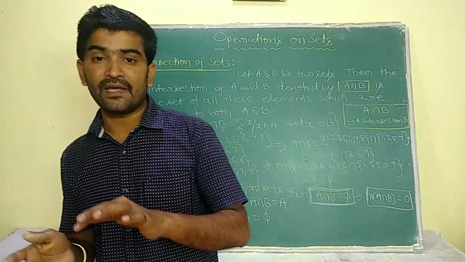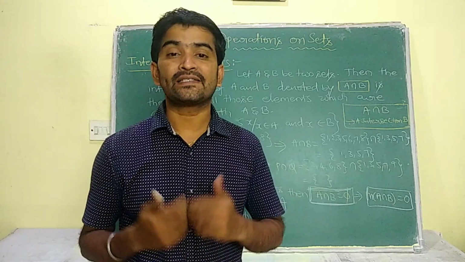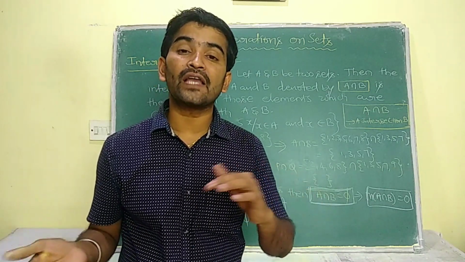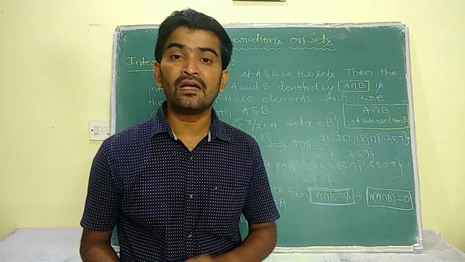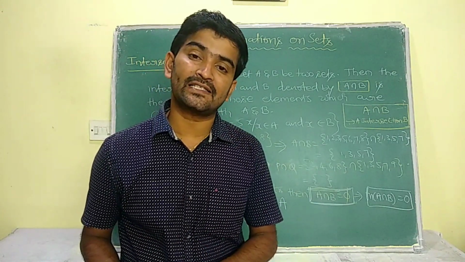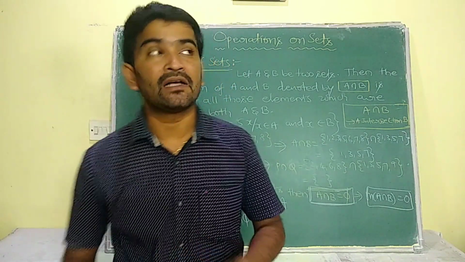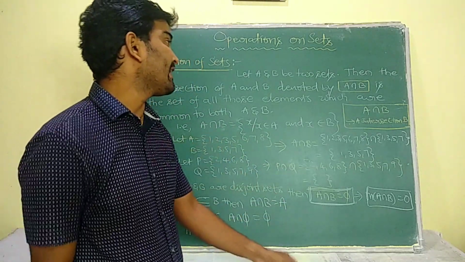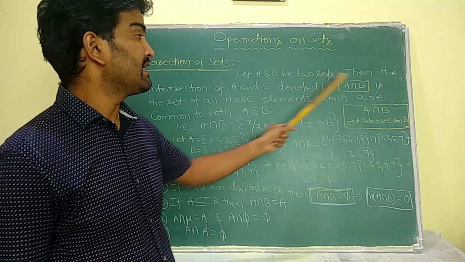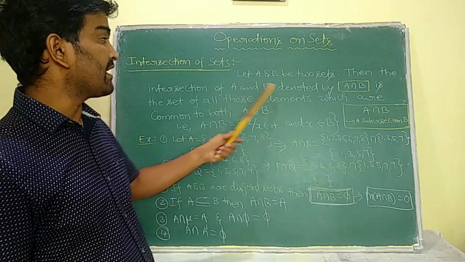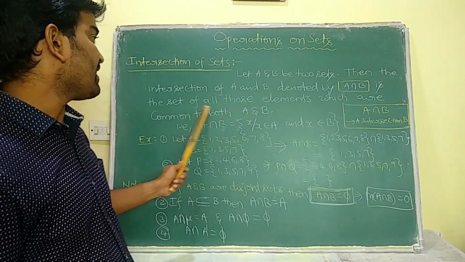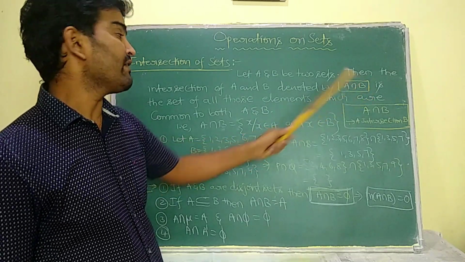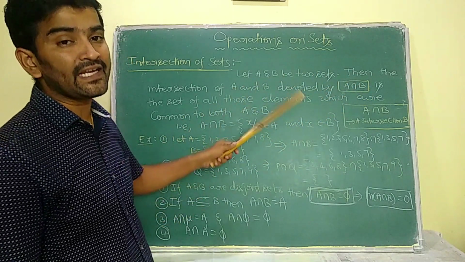I hope you understand that. A intersection B means I have to write a set which consists of all the elements which are common to both A and B. Only common elements we have to write in this set. See the definition here. Let A and B be two sets. Then the intersection of A and B is denoted by A intersection B, and that is the set of all those elements which are common to both A and B.